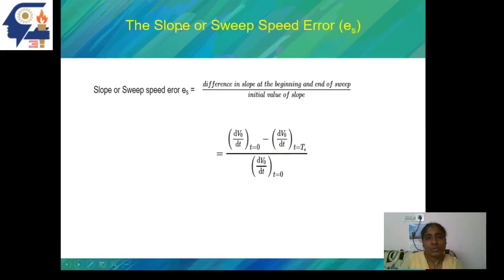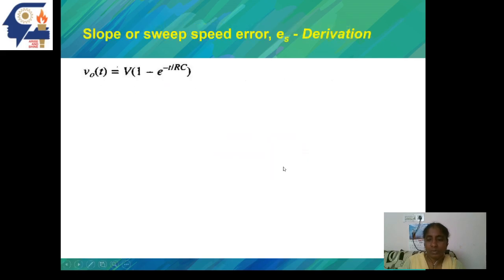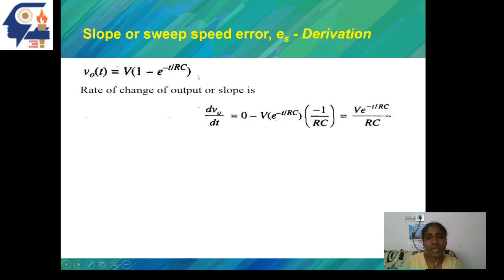The first measure is slope error or sweep speed error. Coming to the waveform, we have the initial slope minus final slope divided by initial slope. This is the output equation. We will take the first order derivative of this, substitute t equal to 0 and t equal to capital Ts, and analyze what will happen. This is the derivation for the equation.